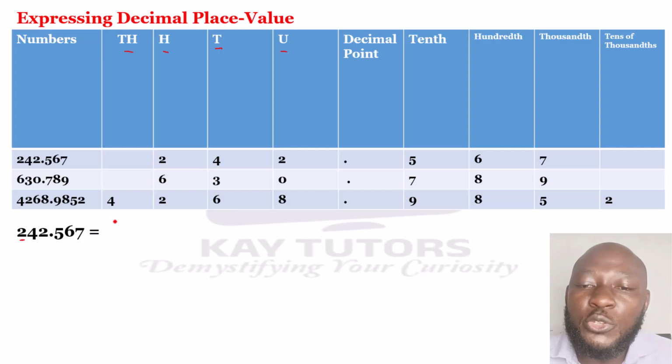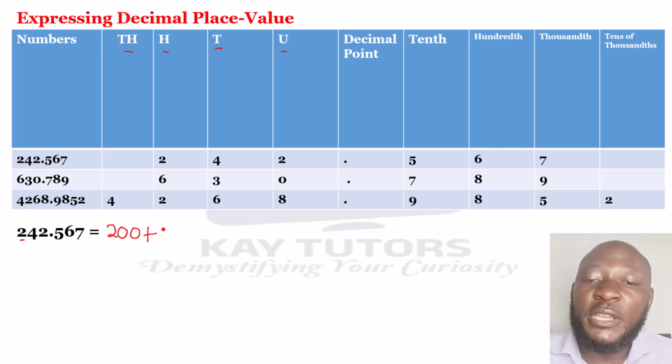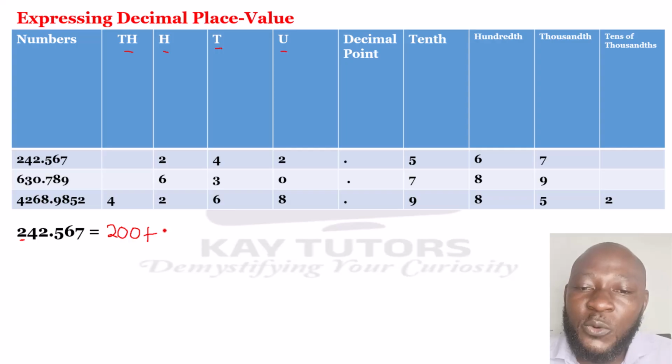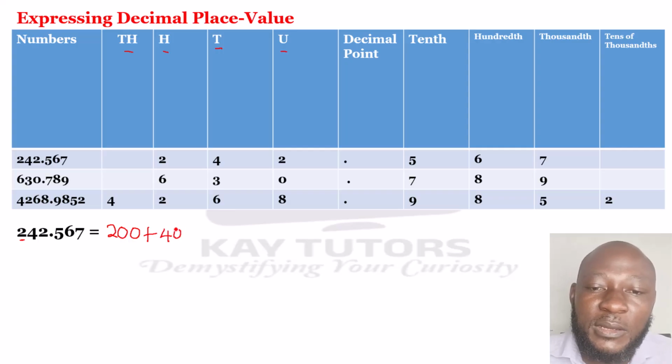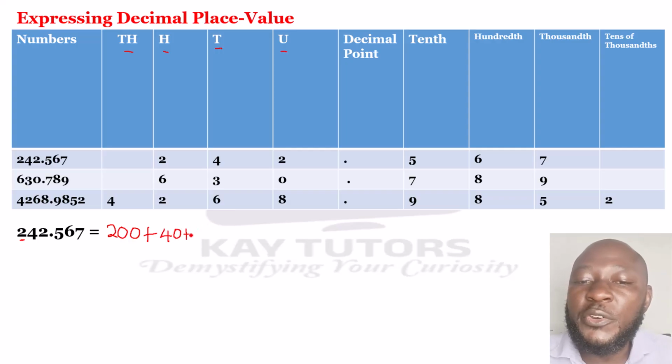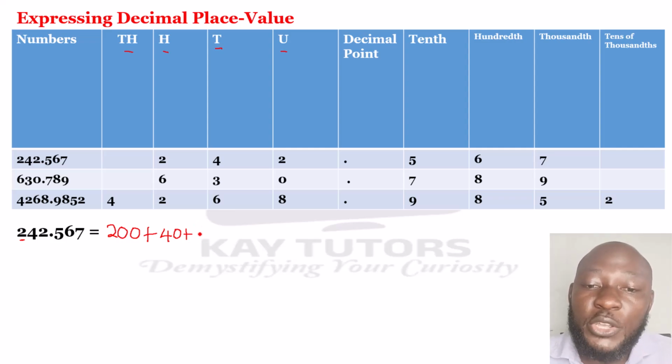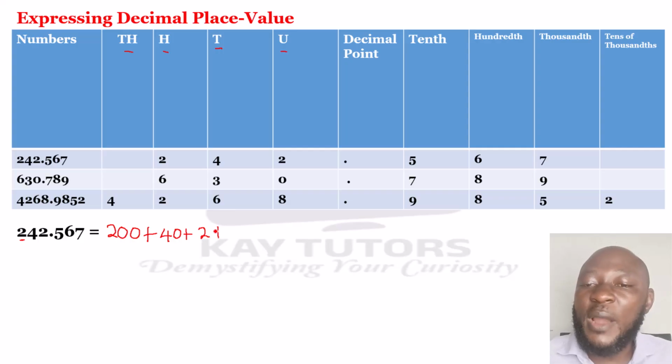So the value is 200 plus the place of 4 here is tens, and the value of 4 there is 40. The place of 2 here is ones or units, so the value is just 2. Now, this is quite different with the decimal part.